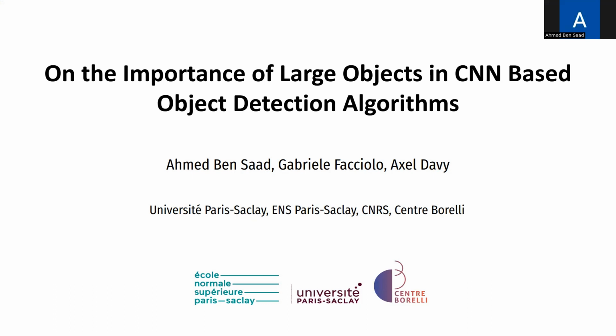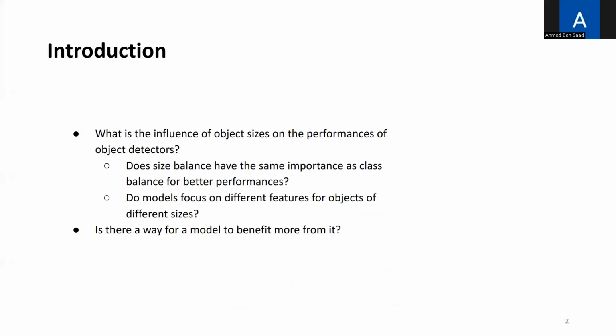The work is called On the Importance of Large Objects in CNN-based Object Detection Algorithms. It all started with a very simple yet not very explored question in computer vision, which is: what is the influence of object sizes on the performances of object detectors?